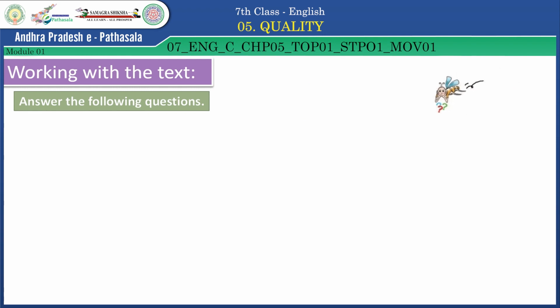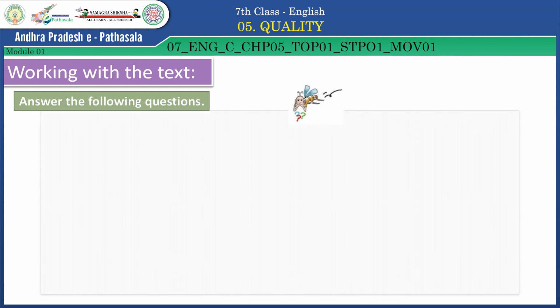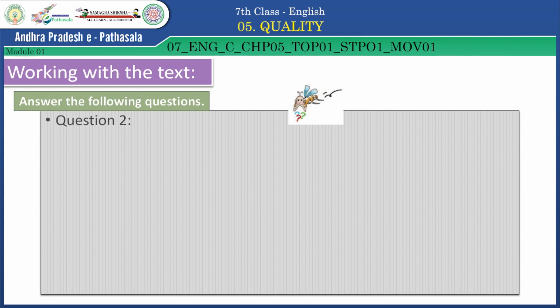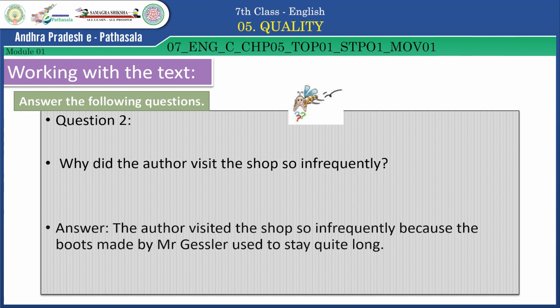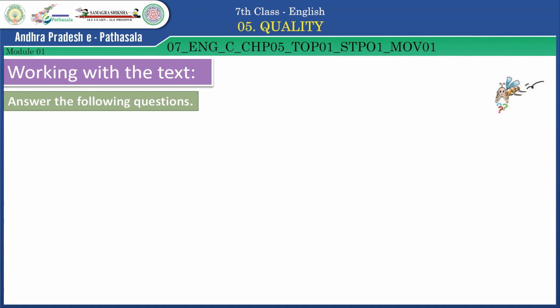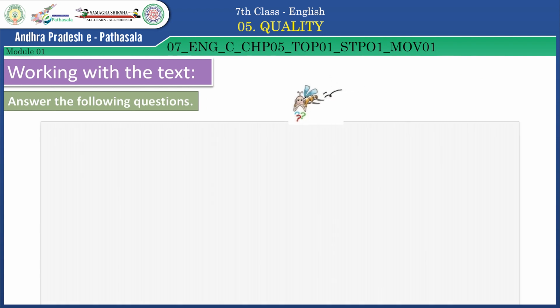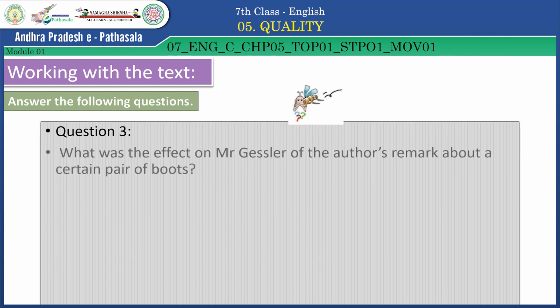Now the second one. Why did the author visit the shop so infrequently? Take the time to answer this question also. Yes, you're right. The correct answer is the author visited the shop so infrequently because the boots made by Mr. Gessler used to last quite long. Now, question number 3. What was the effect on Mr. Gessler of the author's remark about a certain pair of boots? Let us answer this question in 2 sentences.